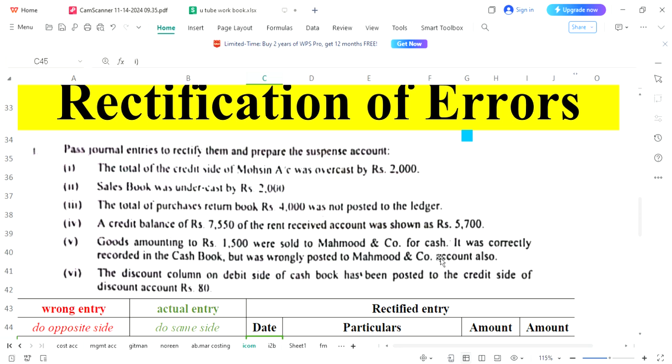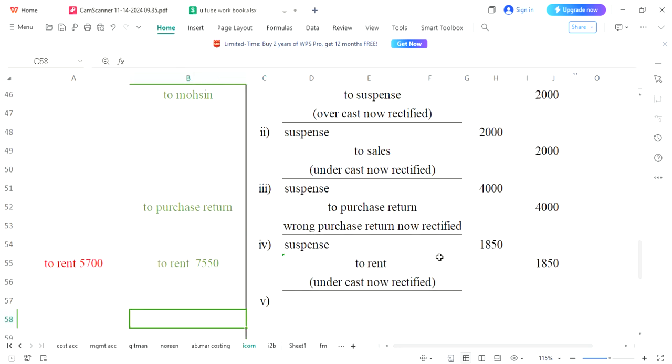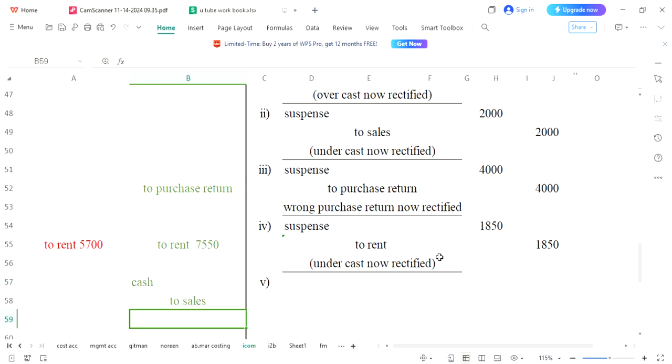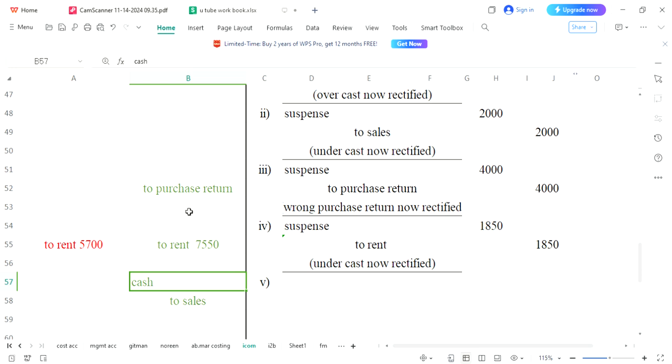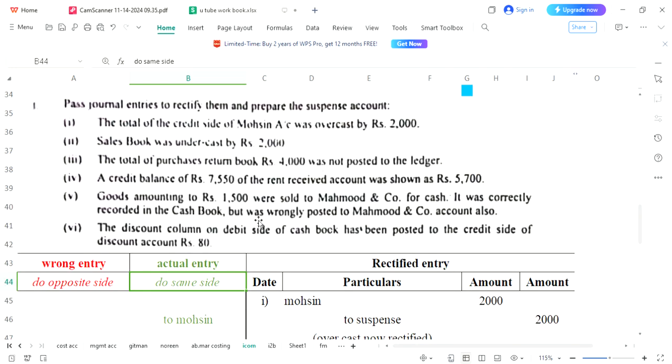Goods sold for cash. So the actual entry was cash to sale because goods were sold for cash. What happened next? It was correctly recorded in cash. Please note, it was correctly recorded in cash. It means there is no mistake in cash. So you may forget it because there is no mistake in cash, but it was wrongly posted to Mahmood account also.